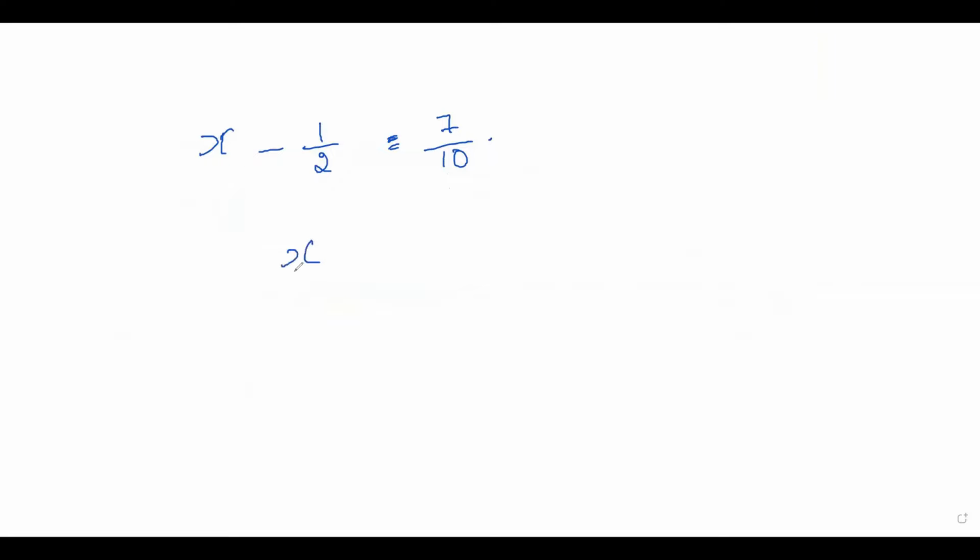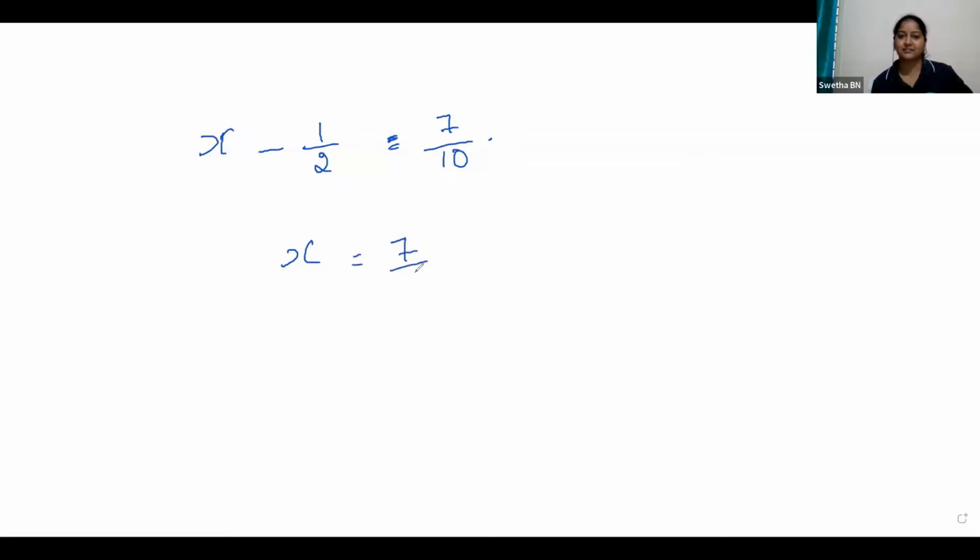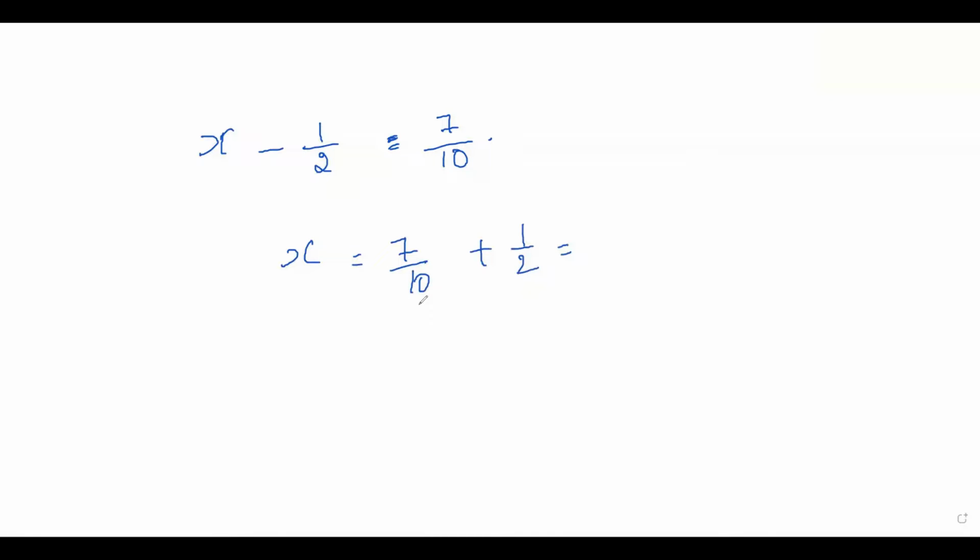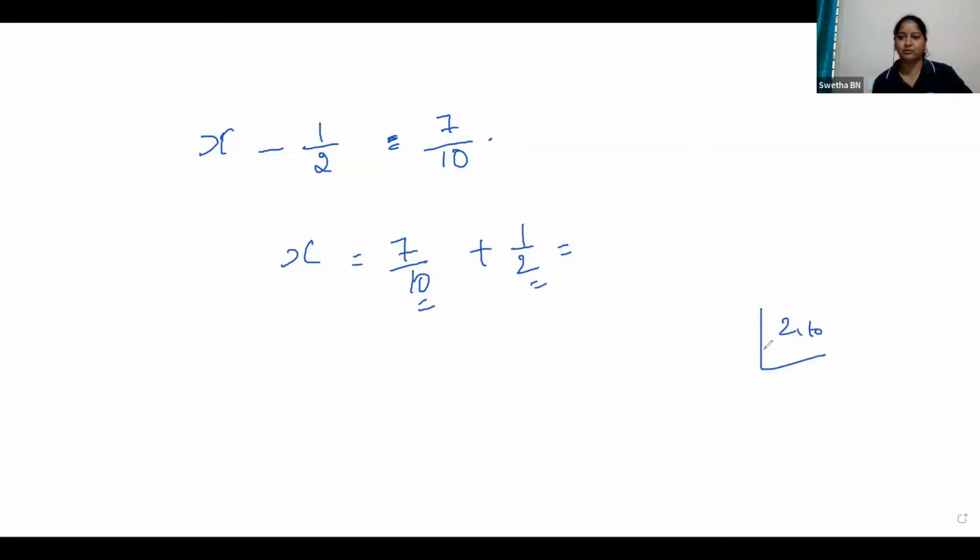Ma'am, when minus 1 by 2 is transposed to the other side, it will become plus 1 by 2. Very good. Plus 1 by 2. Very good. What is next? And we have to find the LCM. LCM for the denominators. What is the LCM for 2, 1, 10? 2 ones, 2 fives. So 10 is the LCM. Okay, what will you write next?